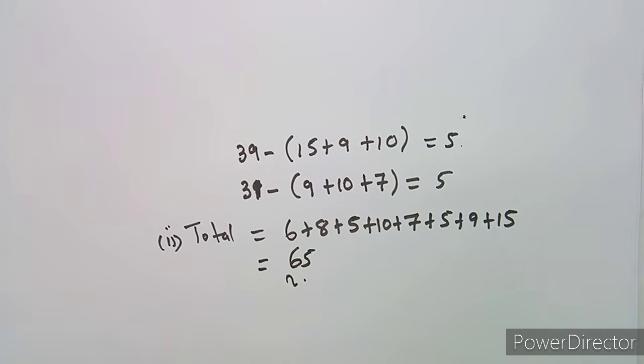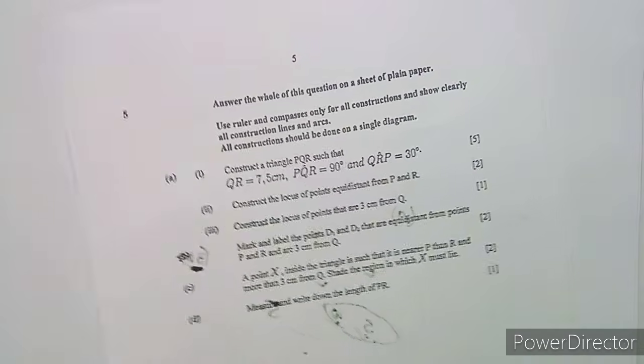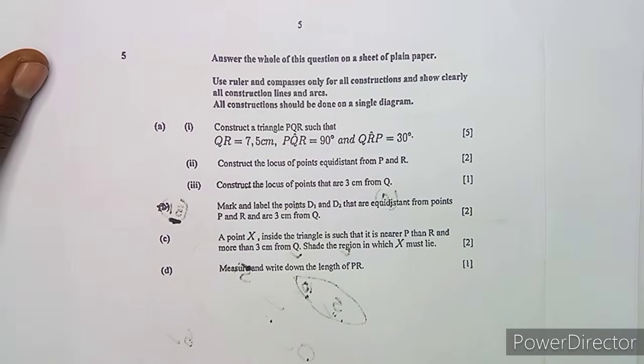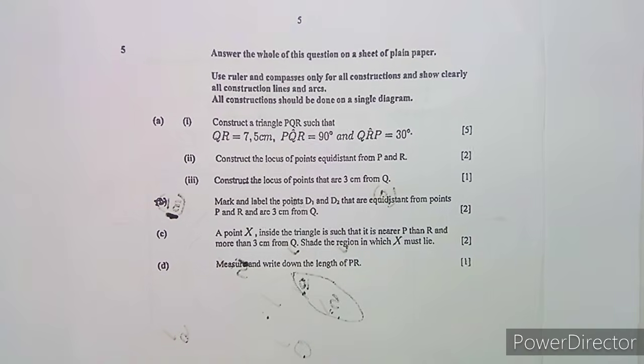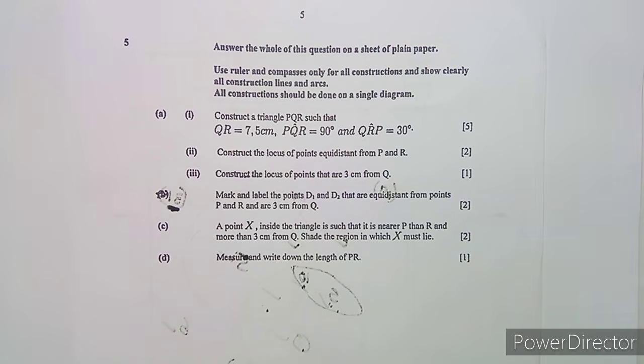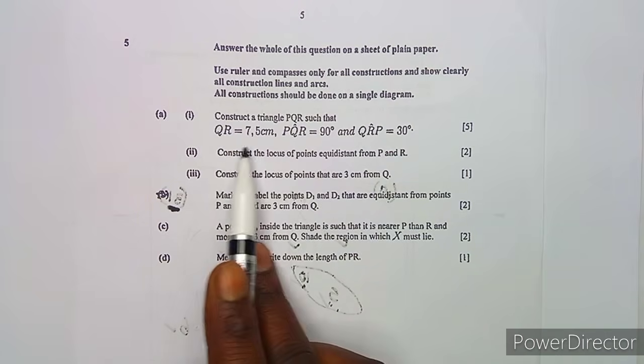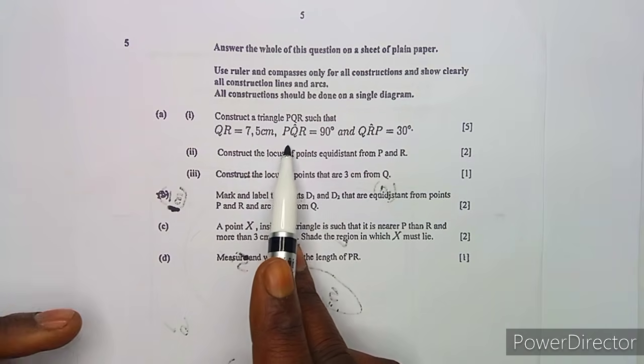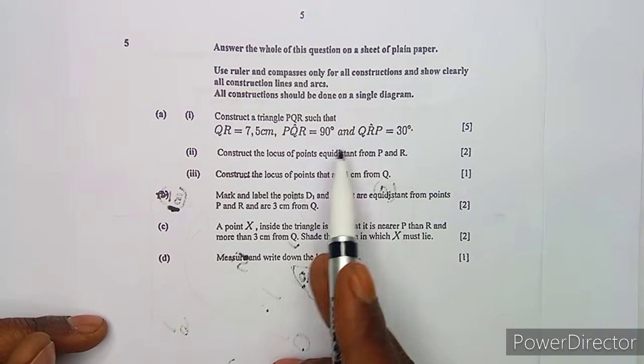All right, so guys, as we can see, let's see another question, which is the B part. On number 5B there, we are now given a question which is under construction. All right, where we are asked to construct a triangle. So as you can see from this triangle here, guys, we've got triangle PRQ such that QR is 7.5 centimeters, PQR is 90 degrees, and these.